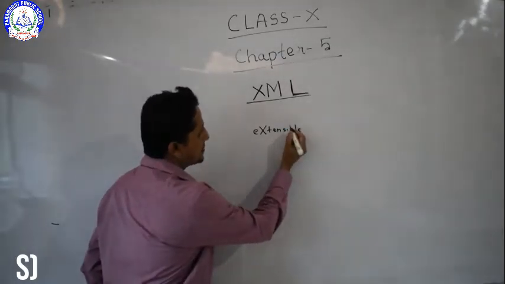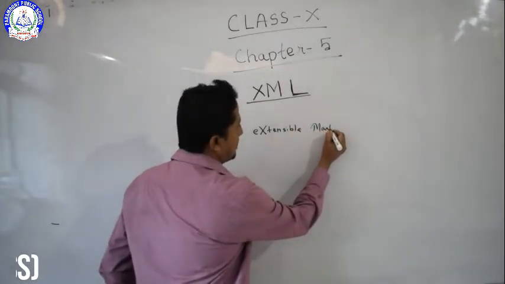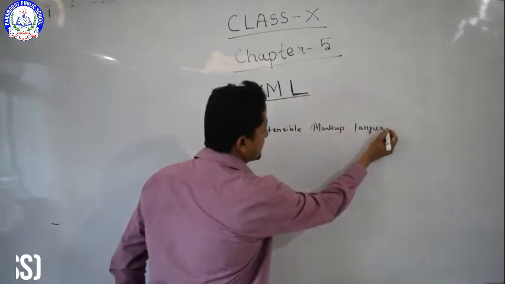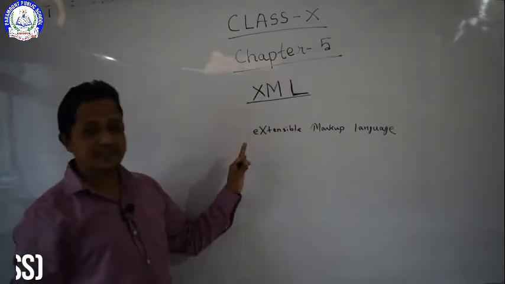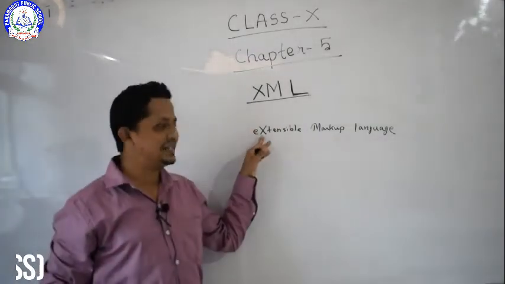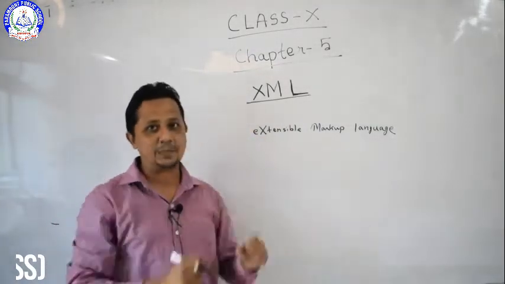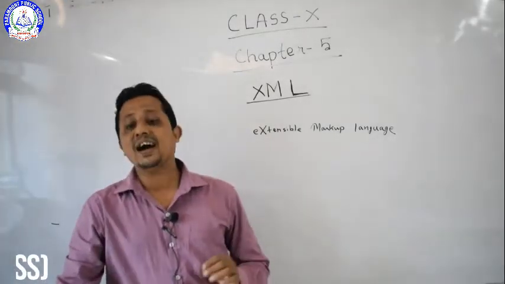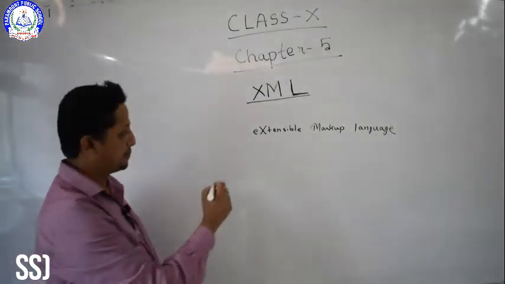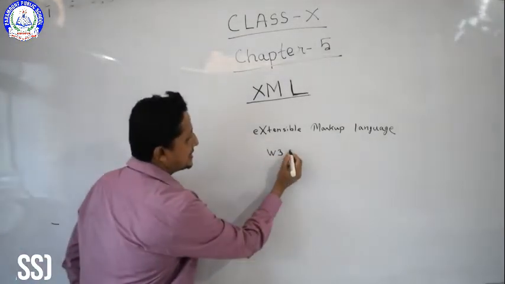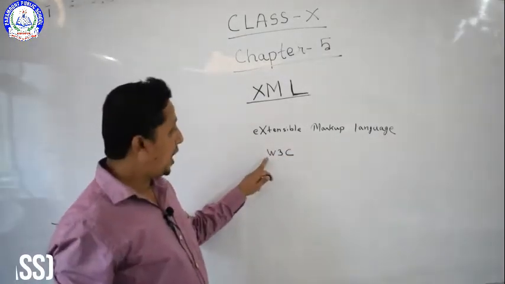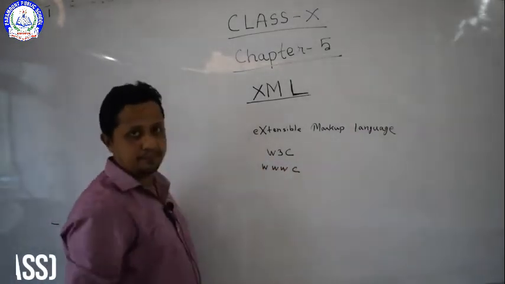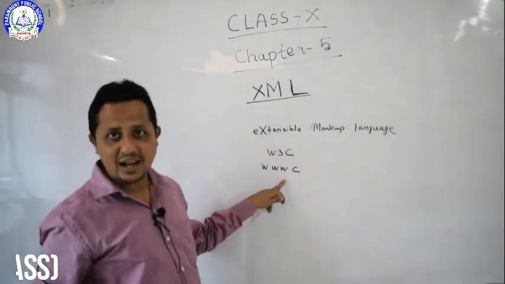When you write XML, basically it is like this: Extensible Markup Language. Because it starts with E, but X is taken, E is a small letter and X is a capital letter, so XML. And XML was defined by W3C. W3C means World Wide Web Consortium.